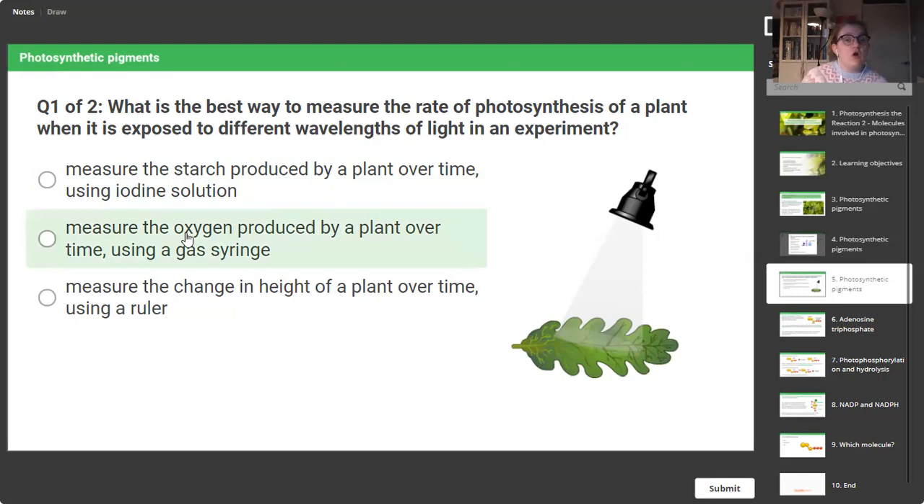We are going to measure the oxygen produced by a plant over time using a gas syringe. The other option is to measure the change in height of the plant over time using a ruler. That again would be completely unrealistic because that would take a large amount of time and depend on growth rates, and a lot of other different things would affect that.